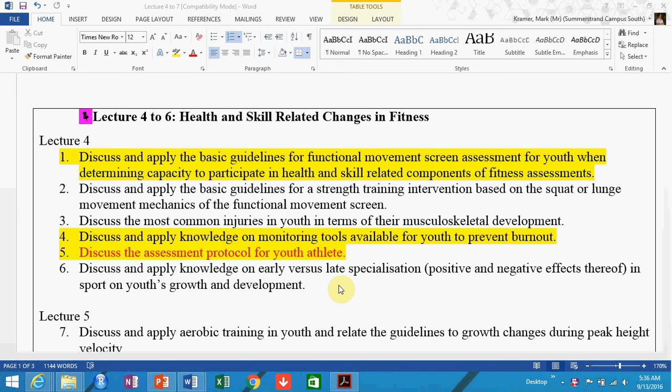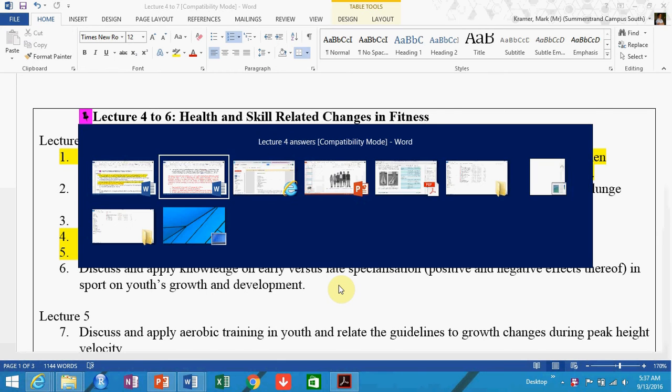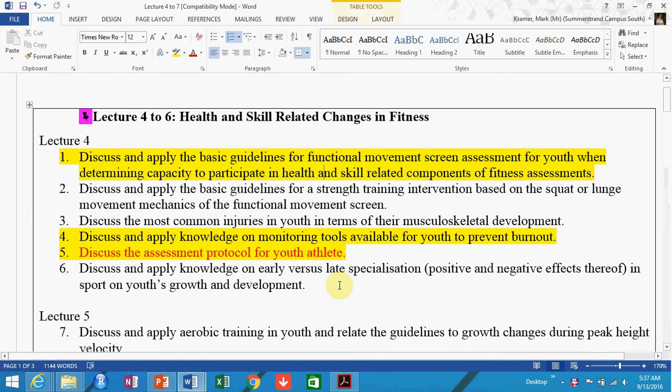Okay, welcome back. This is part 2 of the homework assignment that was conducted for lecture 4, which is assignment 2. Just to start off, again, we have discussed the functional movement screen. Now we're going to move on to points 4 and 5 that I've added.